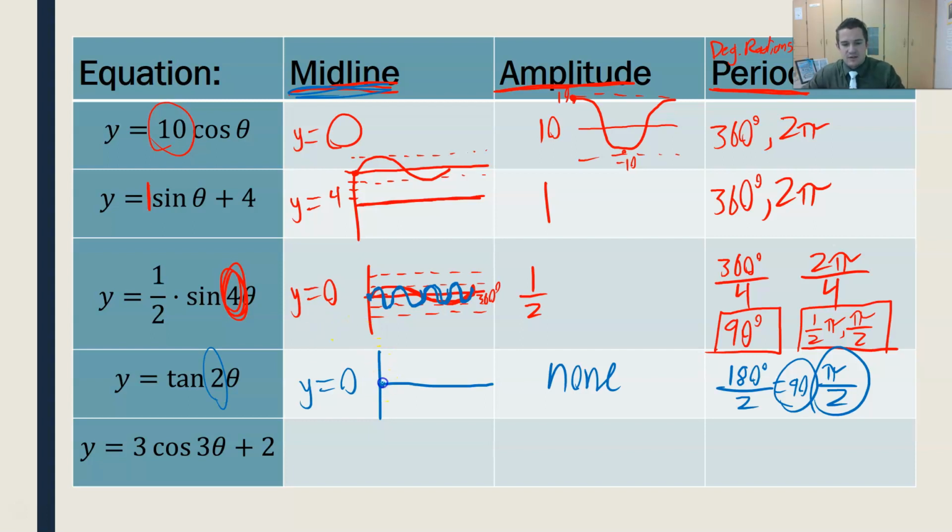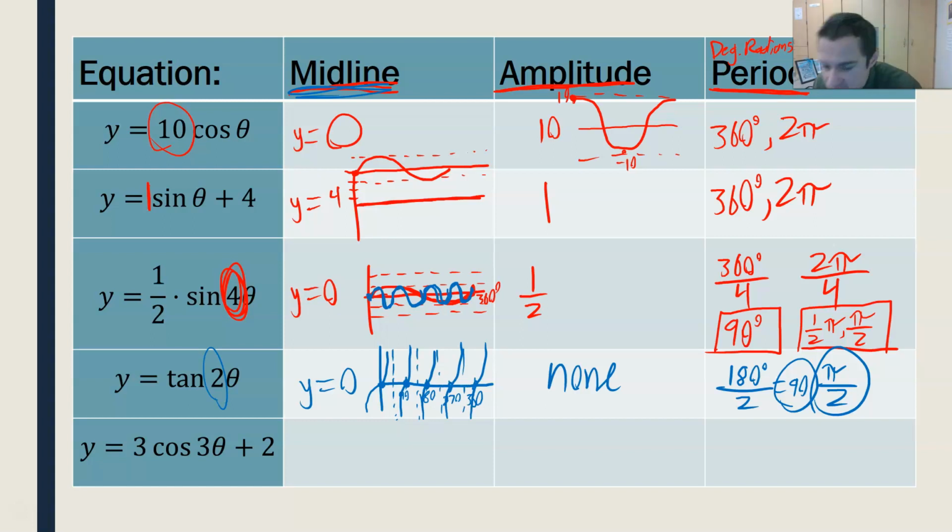So say this was 0, 90, 180, 270, 360. Instead of my graph repeating every 180 degrees, my tangent graph is going to repeat every 90 degrees. So I'm going to cross the x-axis here, here, here, and here, with asymptotes halfway in between. So at like 45 degrees, 135 degrees, etc. So my tangent function is going to look something like this, repeating itself every 90 degrees.